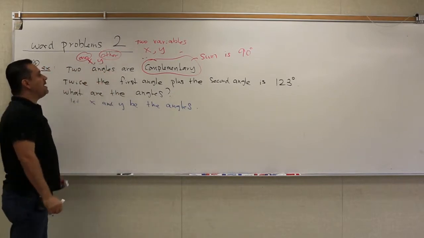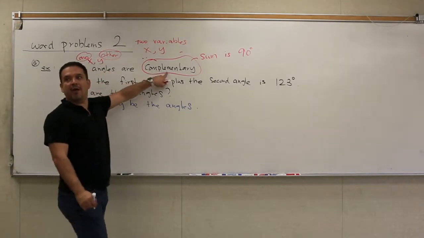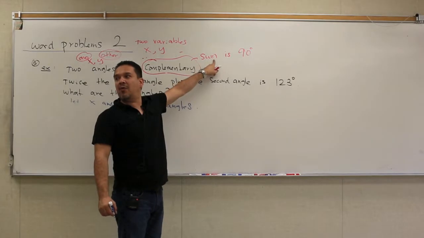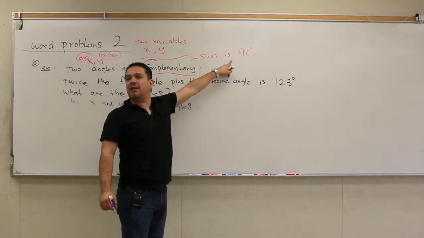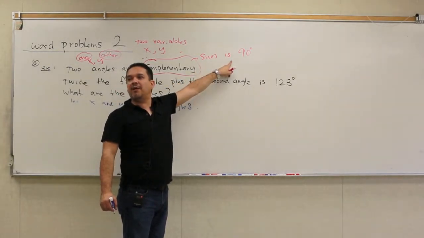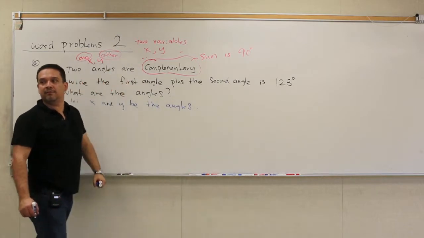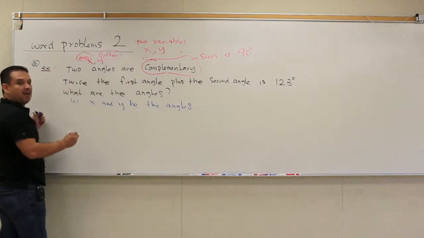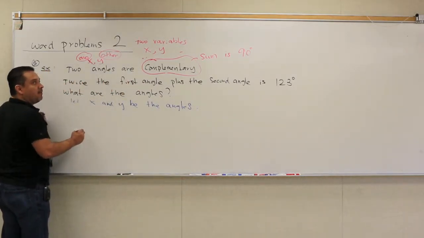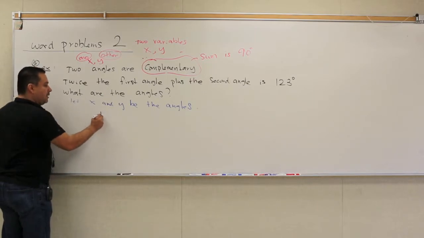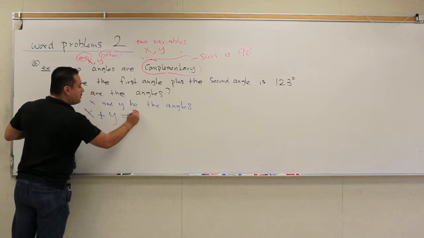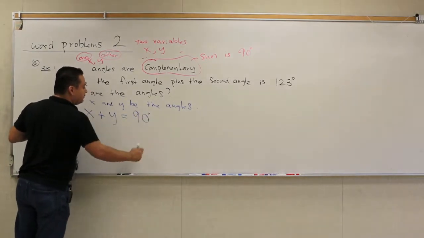So when they say that they are complementary, which means that the sum is what? 90. What do you write down for the sum being 90? What's the sum? Addition. So you say x plus y equals 90 degrees.